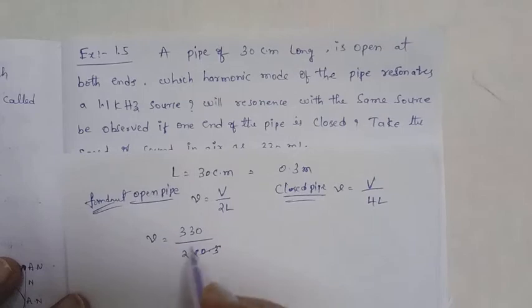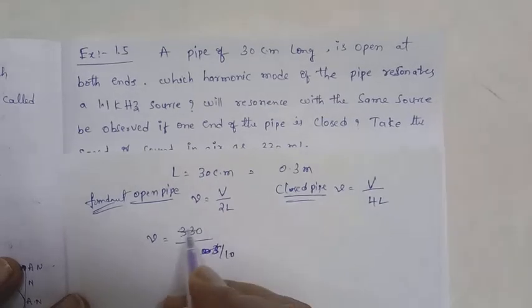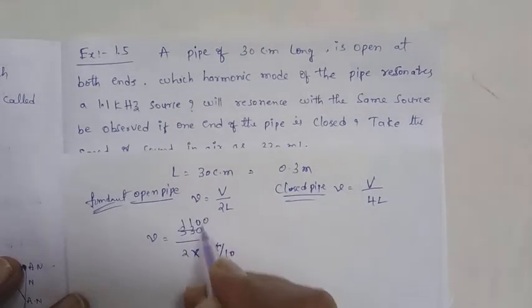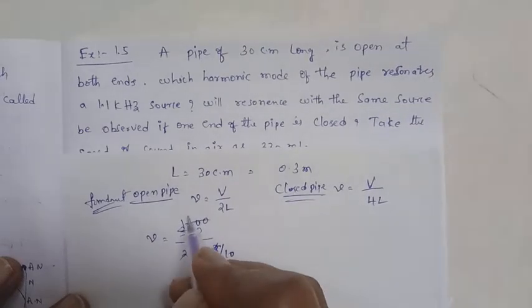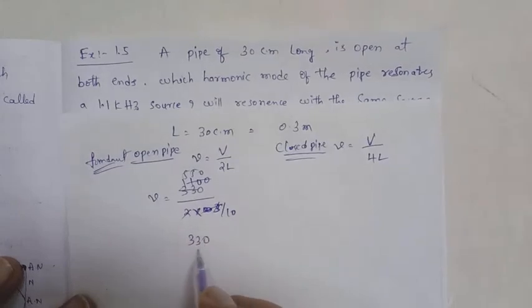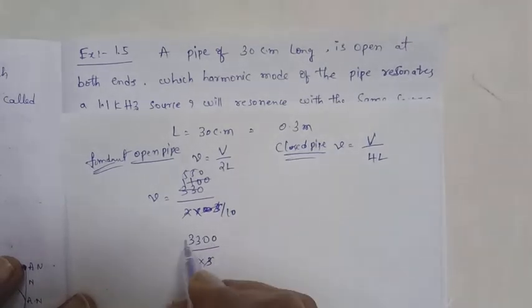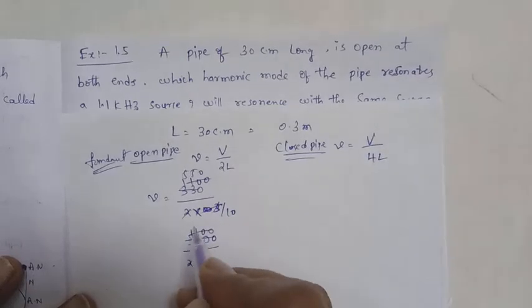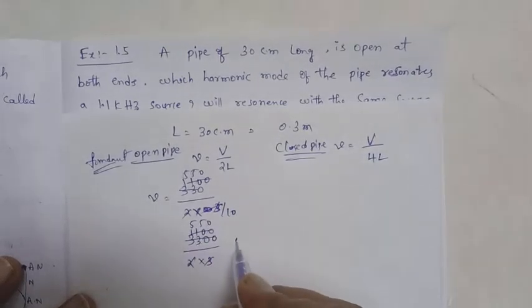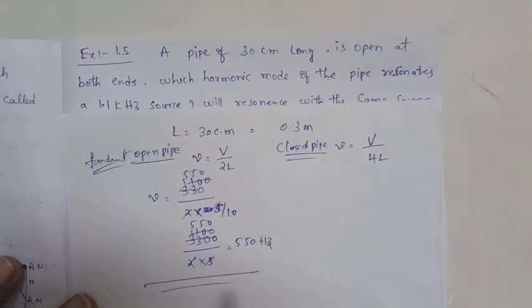So 330 by 2 into 0.3 can be written as 3 by 100 and 3 by 10, so the tens go up, 3 elevens are 33, 2 fives are 10, giving 550. So that means 550 Hz in case of an open pipe.